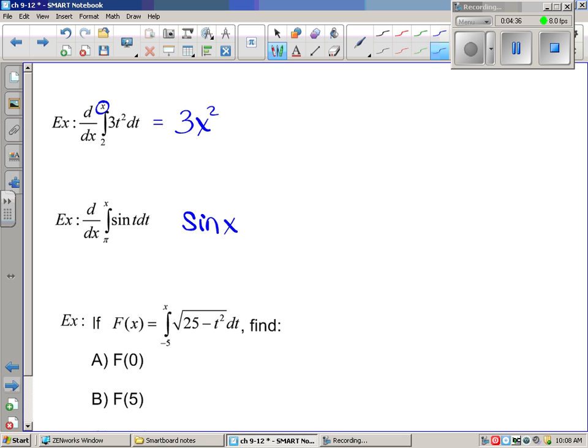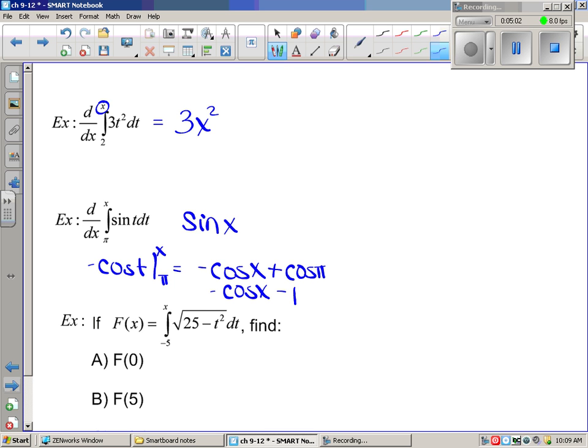Now, once again, if you don't believe what I'm saying here, let's just try that out. So that would mean we would do the integral of sine, which would give me negative cosine of t, evaluated from x to pi. And so then that would be the negative cosine of x minus the negative, so that would make that positive cosine of pi. And of course, the cosine of pi is -1.